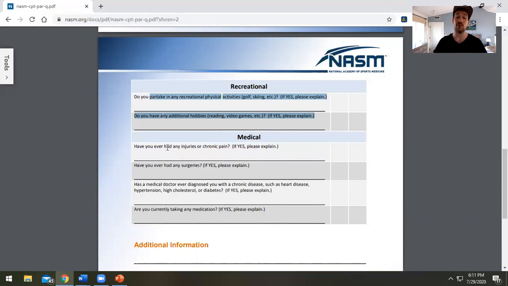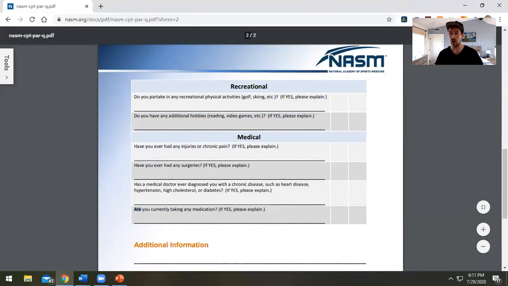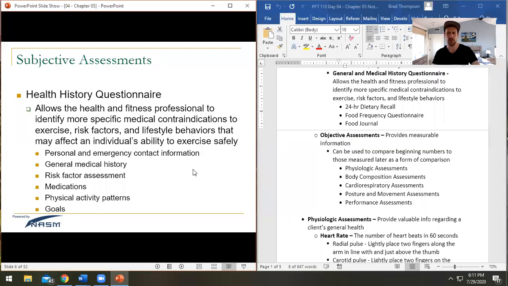And then even in medical history, right? Do you have any chronic pain? Or have you ever had any surgeries? Are you taking any medications? And medications can be a really important one to know. And supplements as well, because they do have specific effects on the body.